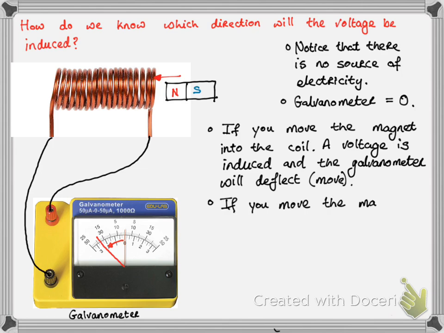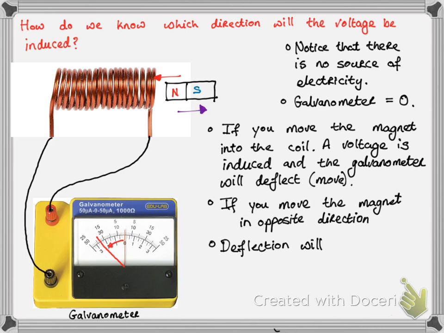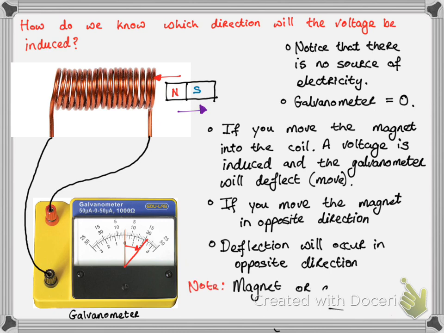Again, if you move the bar magnet this time in the opposite direction, deflection will occur again, this time in the opposite direction. So this time the bar will move to the right. For these deflections to occur, the magnet and the coil have to be moving. Okay? It will not occur if the magnet or the coil is not moving. It requires a change in the magnetic field.